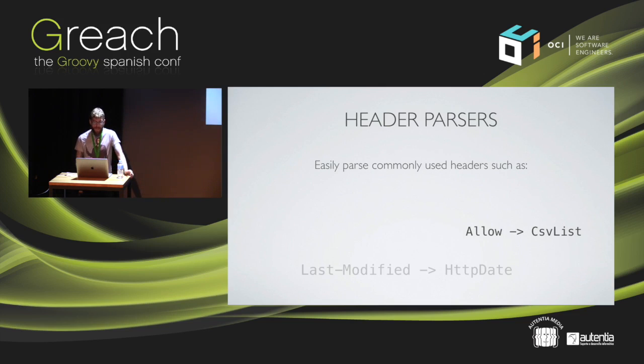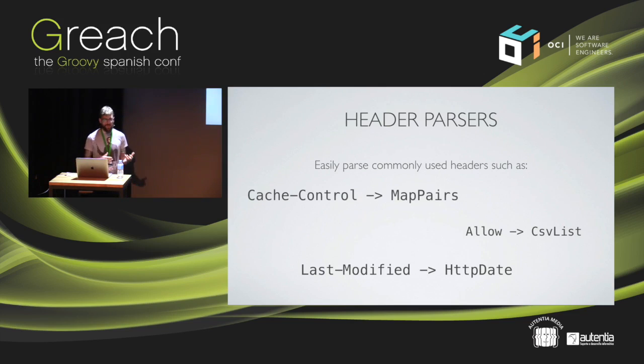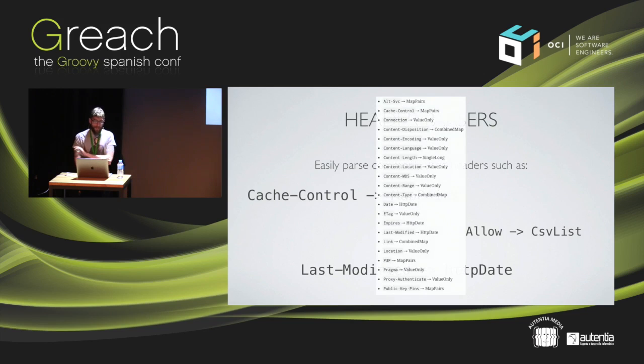For example, the last modified as well, if you auto-parse it, it'll end up as an HTTP date object, or cache control, which also can be multiple values. It's a key value as well for each, and it ends up as map pairs once you parse it. And this is not the only automatic behavior. I mean, there's many, many more. This is just a partial list of them. It's like 3 pages long of the default parsing that can be done with NG. So let's see how we auto-parse the headers.